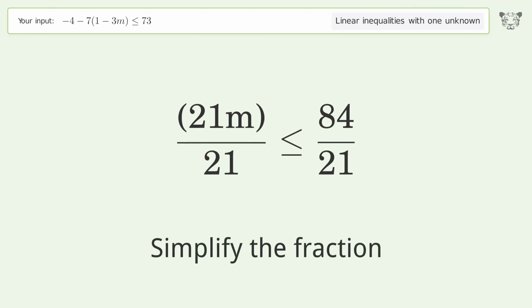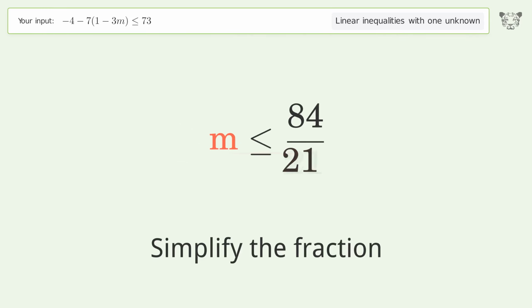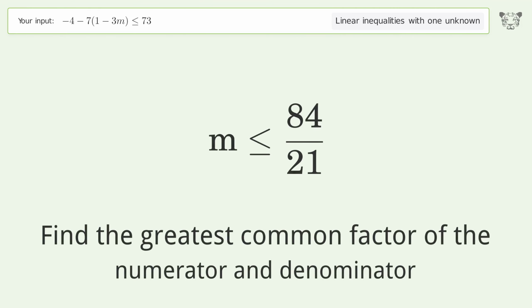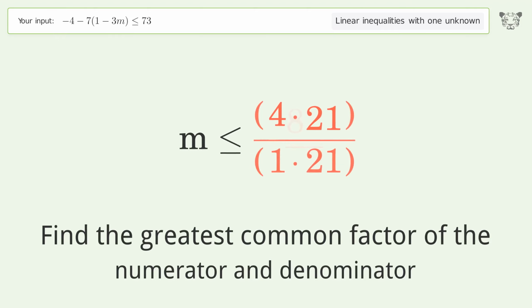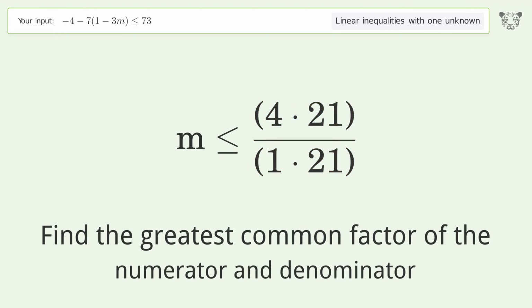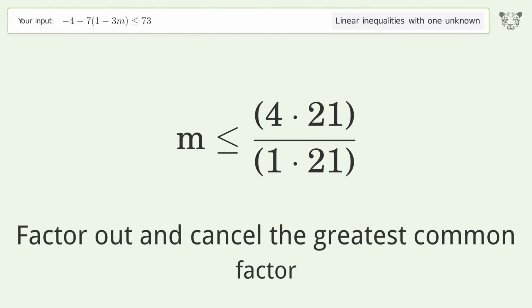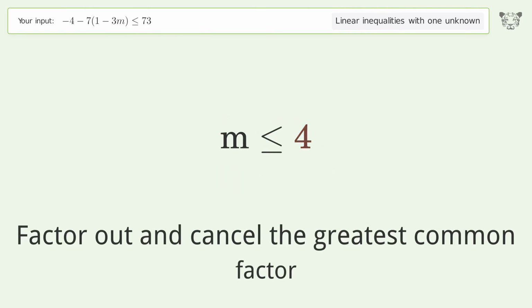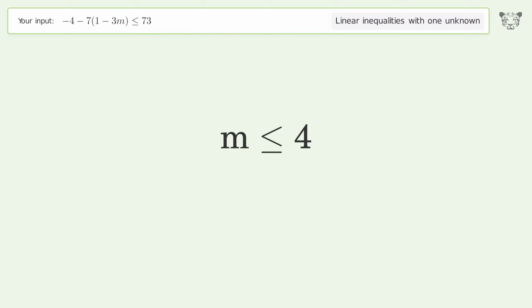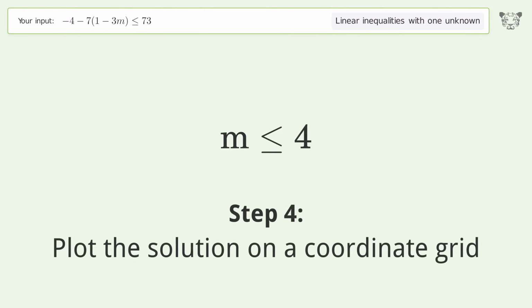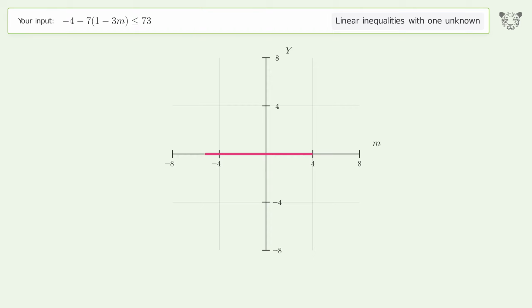Simplify the fraction. Find the greatest common factor of the numerator and denominator. Factor out and cancel the greatest common factor. Plot the solution on a coordinate grid. And so the final result is m equal or smaller than 4.